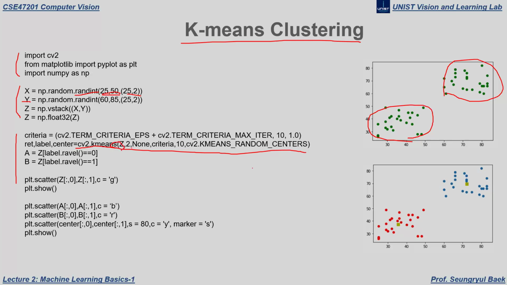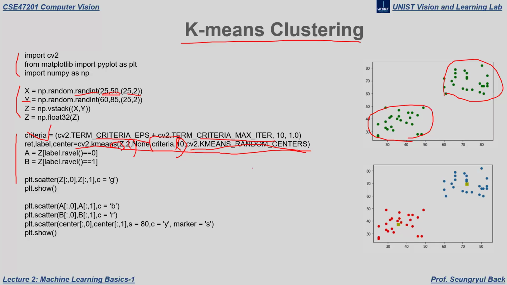And this 2 means the dimension of the feature, and this 10 means the iteration number, and this flag means how you will initialize the centers. Okay, and this criteria means the termination criteria, and it is actually defined here, right? And this criteria EPS and also criteria max iteration, those two are specifying the one I mentioned to you.